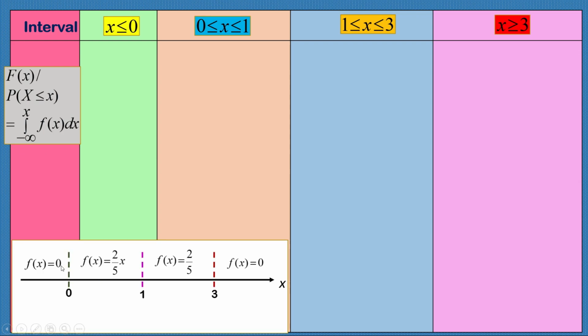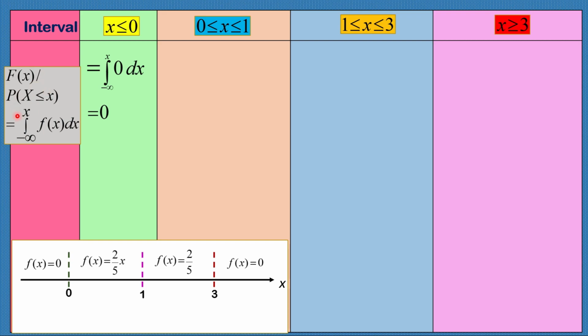From the real number line of the probability density function, the cumulative distribution function F(x) in interval x less than or equal to 0 can be found by integrating from negative infinity to x, and x can be somewhere in this interval. So the cumulative distribution function is equal to the integration from negative infinity to x of the function 0. So F(x) is equal to 0.